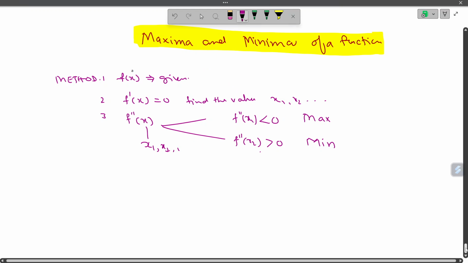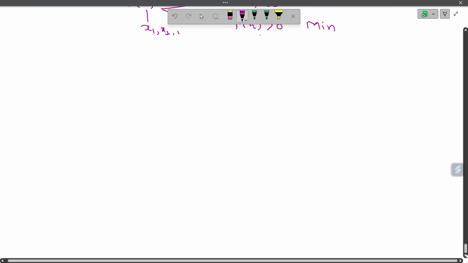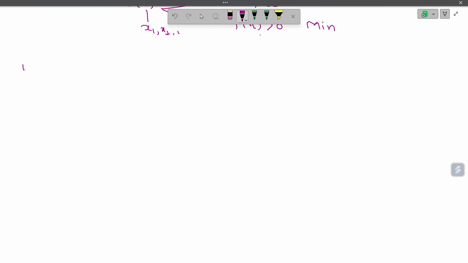It will be clear for us if we go with some examples. Let's go with the example. Example number 1. Suppose find the maxima or minima of the function x cube minus 3x for all x belongs to real numbers. You see, what is our f of x? F of x is x cube minus 3x.